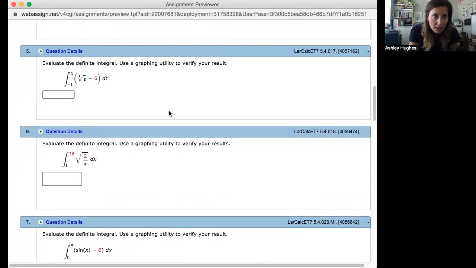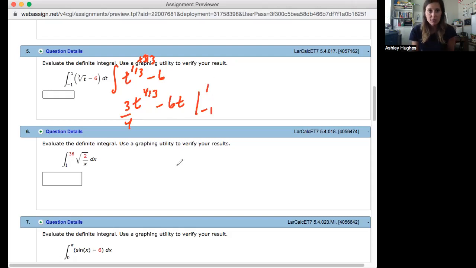Let's see, I'll just talk through this one again. This one is going to be t to the 1/3 minus 6. When you take the antiderivative, you add 1, so that's like adding 3 over 3. So t to the 4/3 with 3/4 in front, minus 6t. And you're going to plug in both of these and subtract.